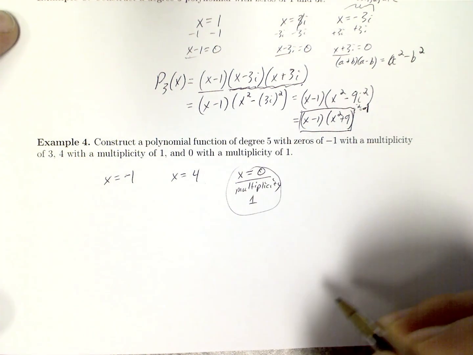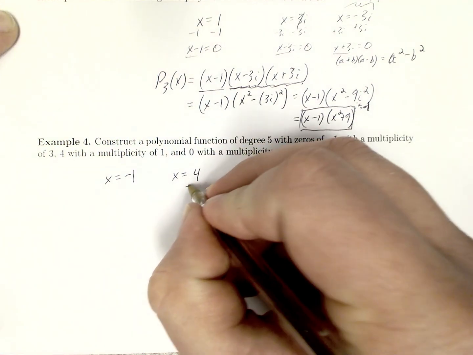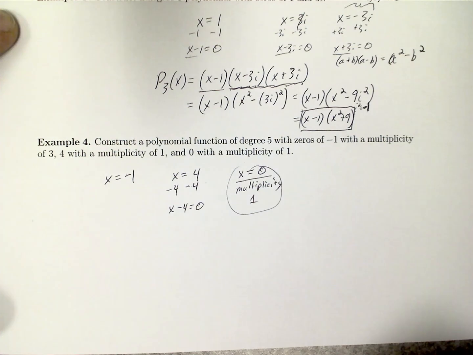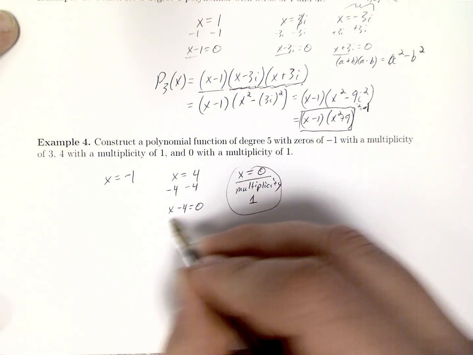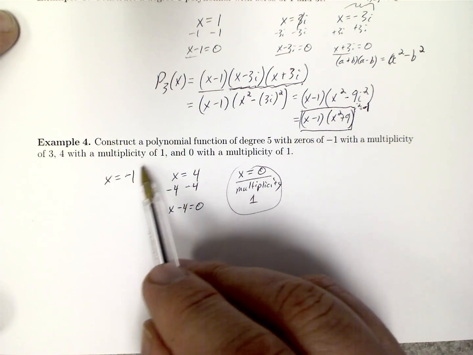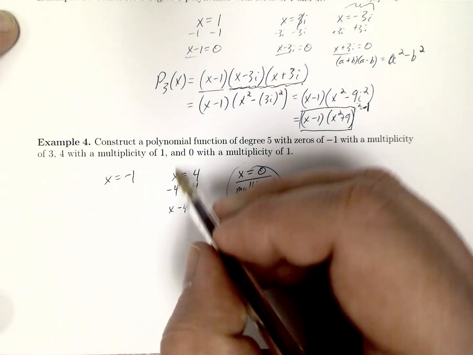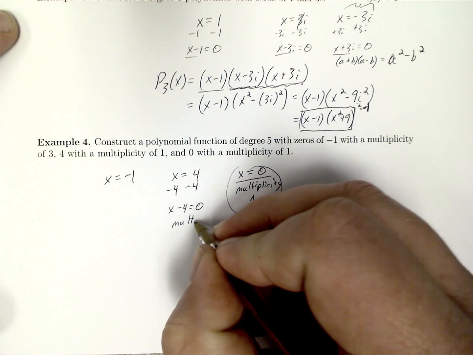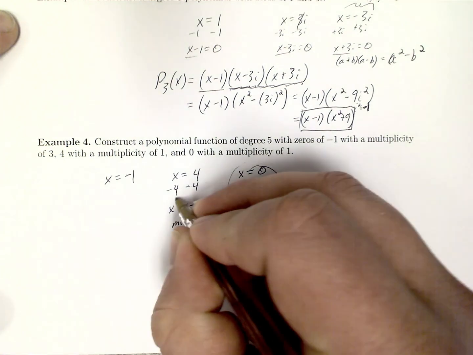Okay, so we're done with that. One side isn't 0 here, so we have to subtract 4. So x minus 4 equals 0. And in this particular case, it has a multiplicity of 1. So 4 has a multiplicity of 1. Again, that refers to the power, so I'm just going to write it as multiplicity 1.